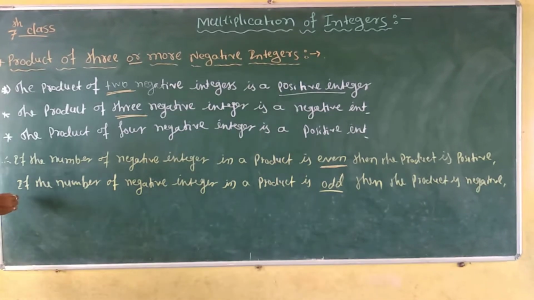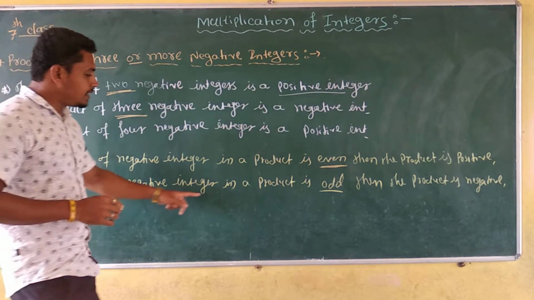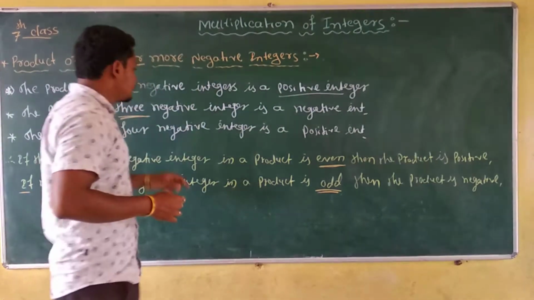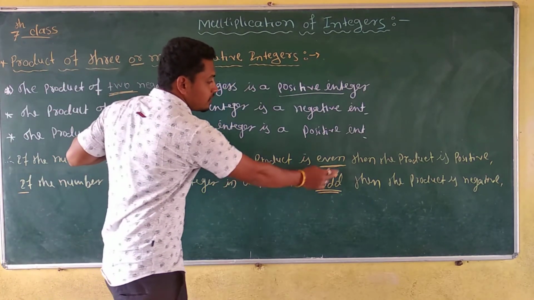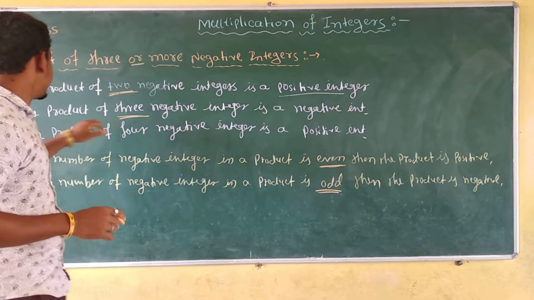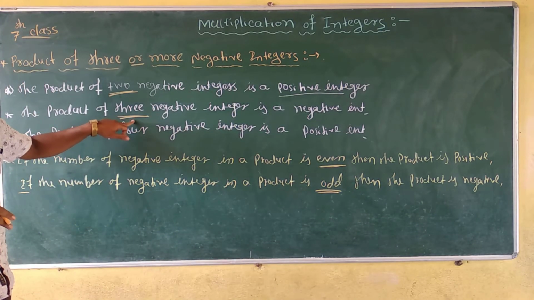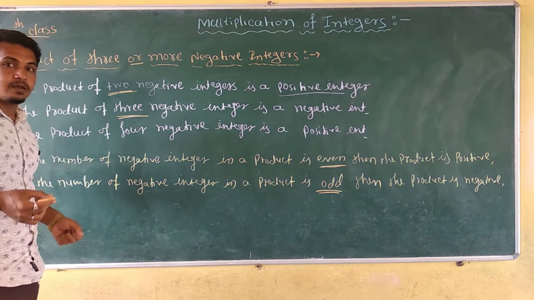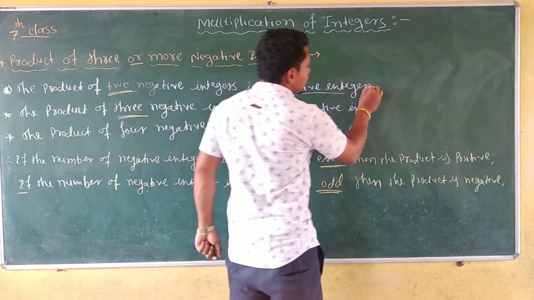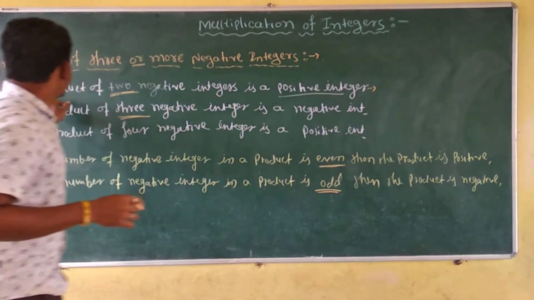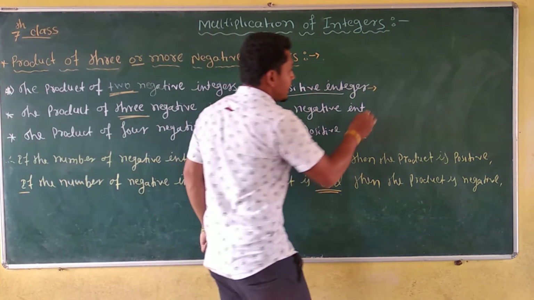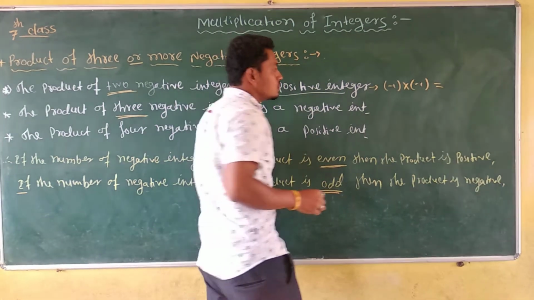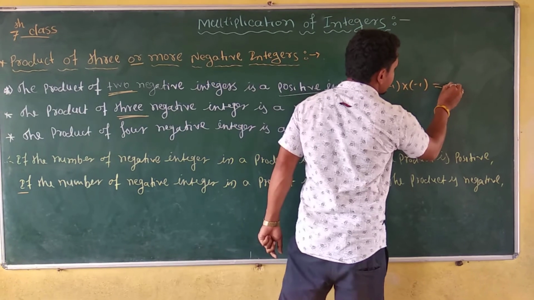Next line: if the number of negative integers in a product is odd, then the product is negative. Three is an odd number, so the product of three negative integers is a negative integer. Is it clear? Take an example. The product of two negative integers: minus 1 into minus 1 gives rise to a positive integer, plus 1.